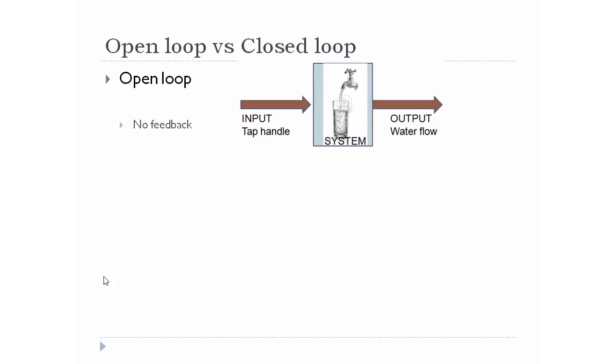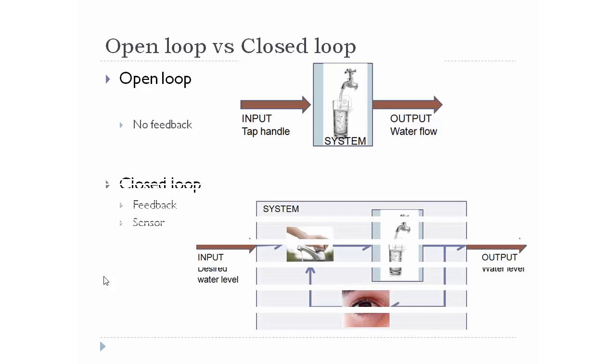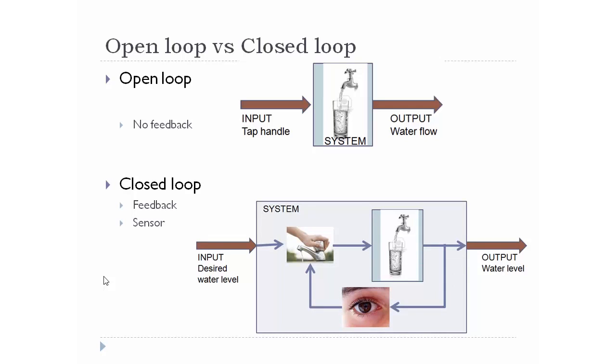Okay, there are two kinds of control: open loop and closed loop. This is the normal thing that we do. The closed loop, the control is actually using our eyes. When we see the water level, we see whether we have to turn the tap off or turn the tap on. If it's still empty, you will turn the tap on, but if it's already almost full, you will turn the tap off. So actually the control is using your eyes.